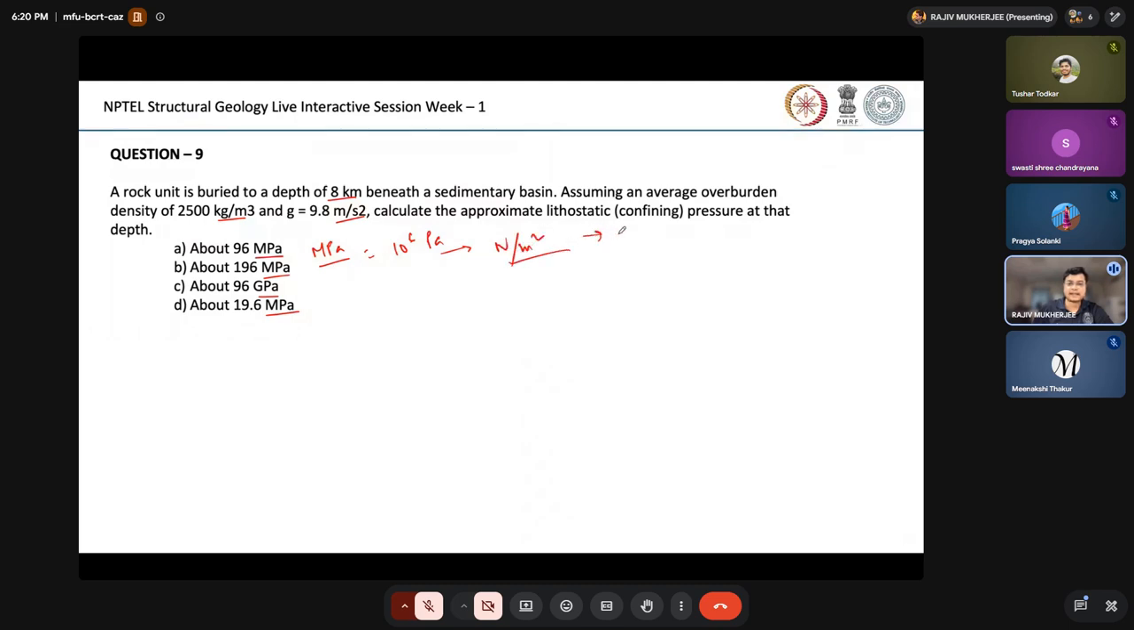That means this is an SI unit, right? If this had been CGS, it would be dyne per centimeter square. But the options are not given in dyne per centimeter square, so it is an SI unit. Gigapascal is 10 to the power 9 Pascal, and megapascal is 10 to the power 6 Pascal. So you need to calculate everything in SI units to get the correct option, right?